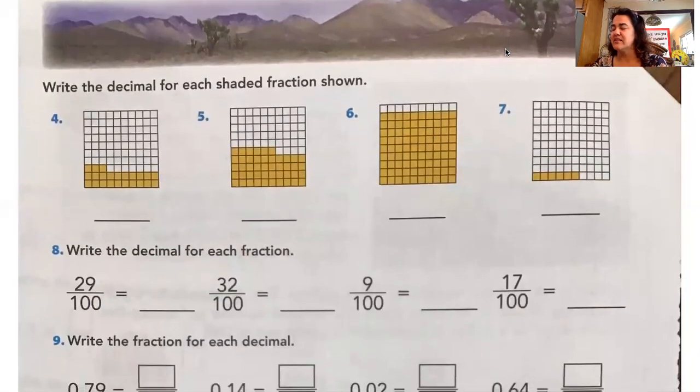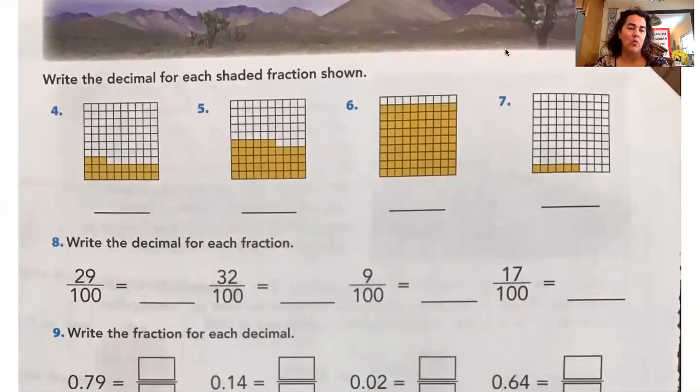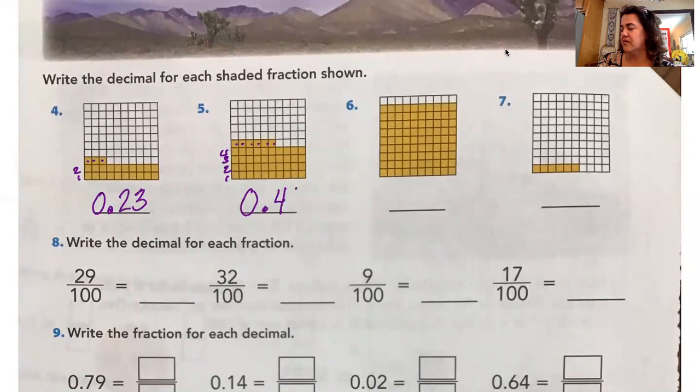So let's go ahead and write the decimal for each shaded fraction below. What am I going to write for the first one, Giovanni? I have 1, 2. Okay, so I'm going to do 0.23, right? And that's 23 hundredths. Good job. Let's count the next one. I have 1, 2, 3, 4, 5, 6. So I have 0.46 or 46 hundredths. Good job, second graders.